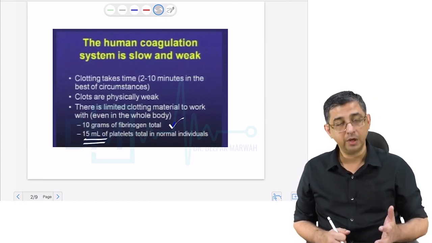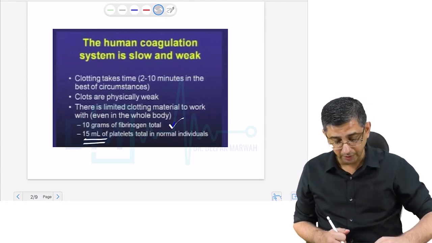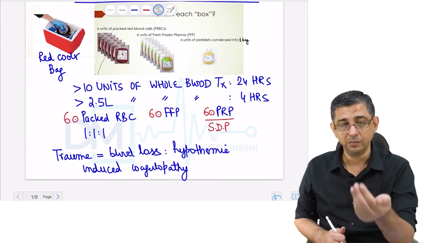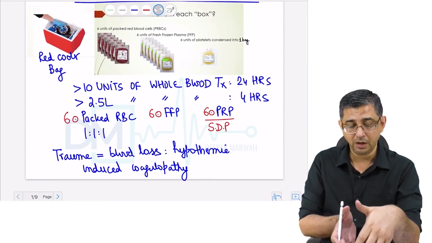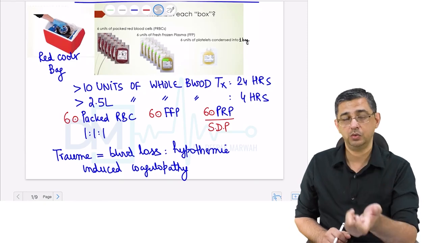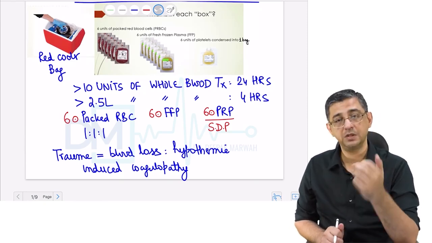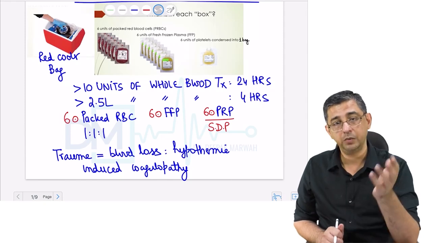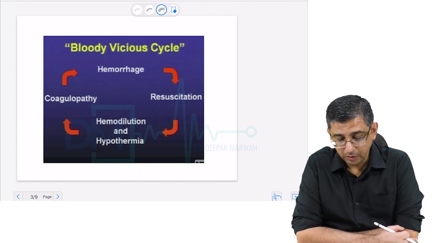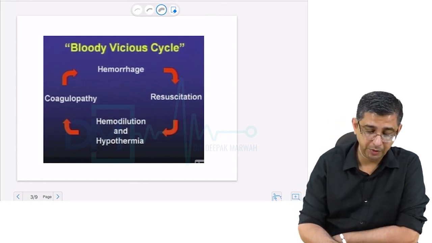So trauma-induced coagulopathy is definitely a reality, and to this, if you add now massive blood transfusion, because RBCs are stored at 4 degrees Celsius, when you give that cold RBCs to the patient, the hypothermia component will worsen. The worsening of the hypothermia component will further result in coagulopathy. So let us now understand the bloody vicious cycle that will set up in the patient.